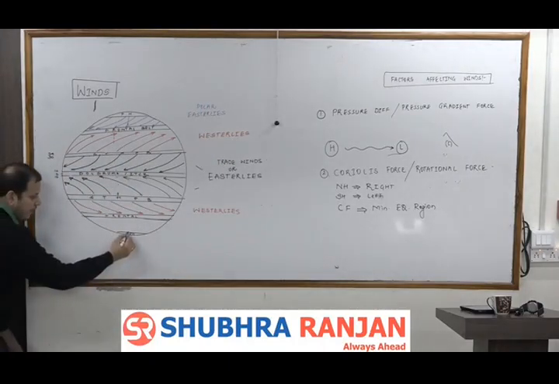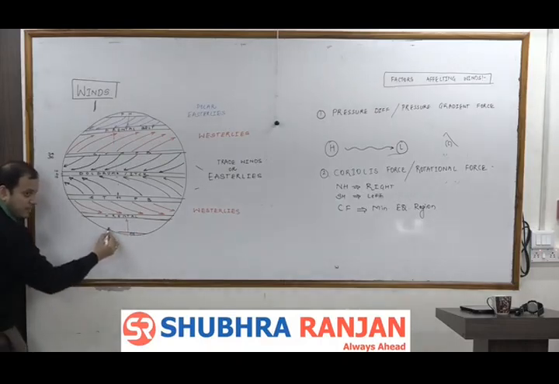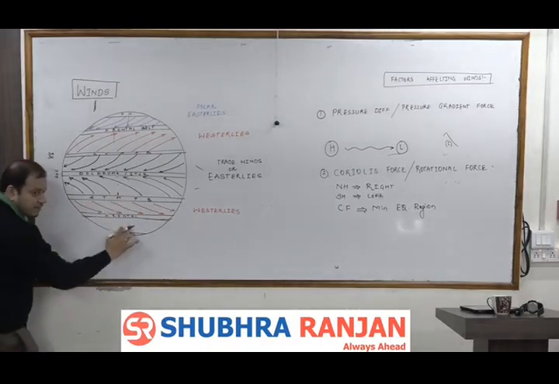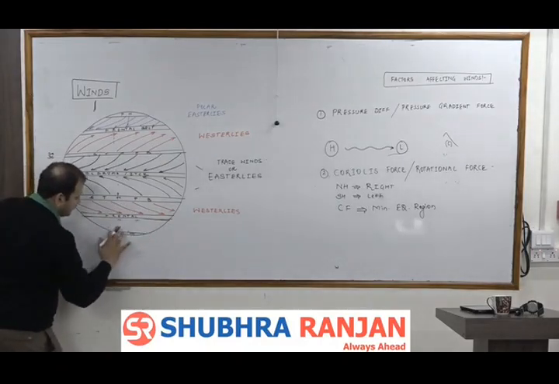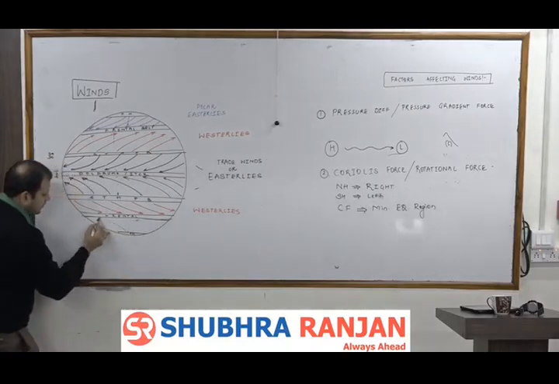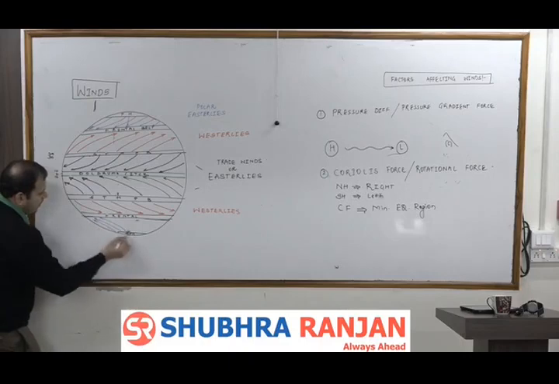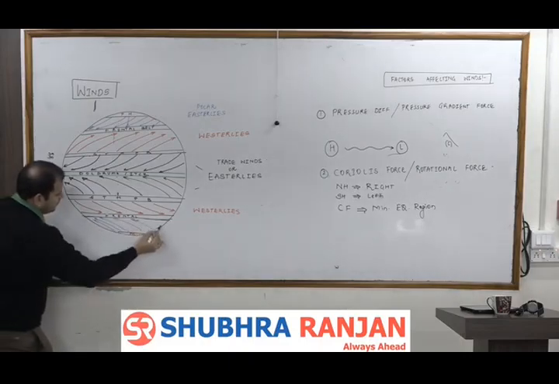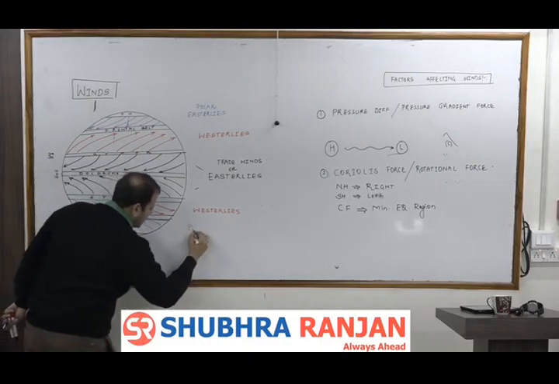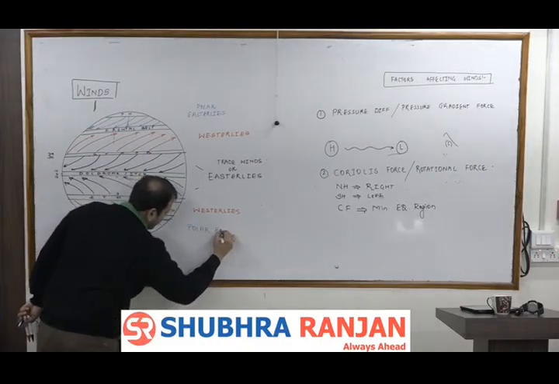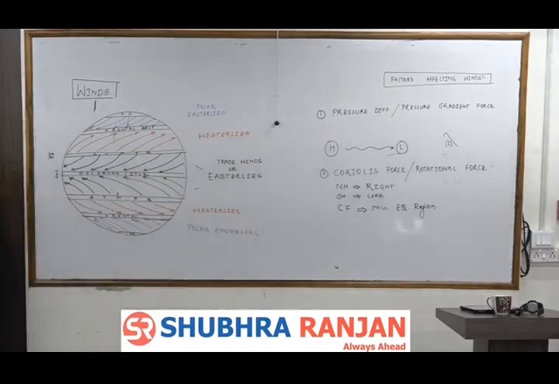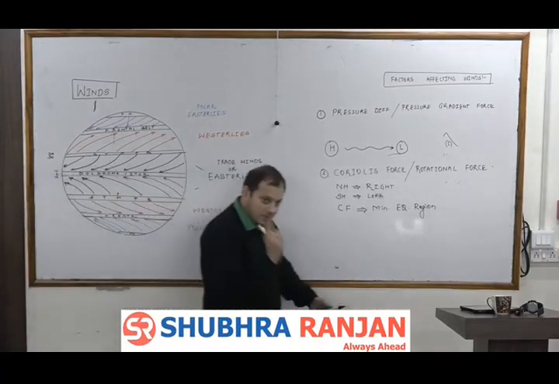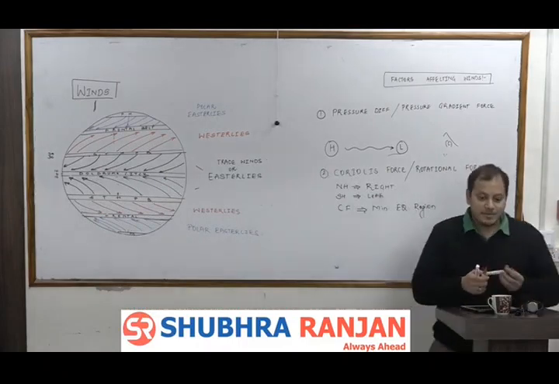Similarly, high pressure to low pressure, but it will get deflected to the left, your left. And these are the polar easterlies. So this is how Coriolis force results into formation of different wind systems, and because of the Coriolis force there are different types of climatic conditions in the world.